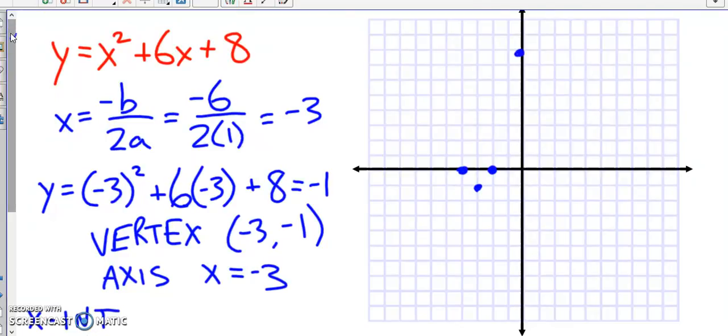Now here's where I'm going to take advantage of the axis of symmetry. Because remember, the axis of symmetry is right here. So I'm going to create the mirror image of the y-intercept across that axis of symmetry. So since it's 3 away, I'm going to go 3 away to the other side, which would be here. And then I'm going to draw my parabola like so.